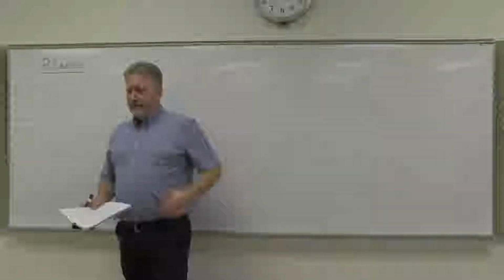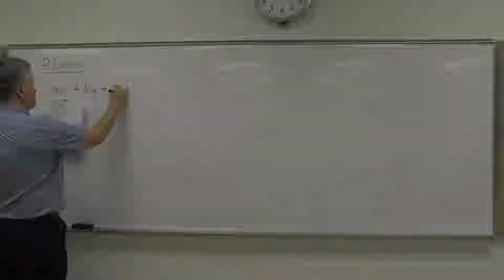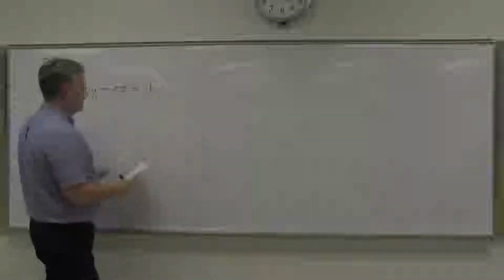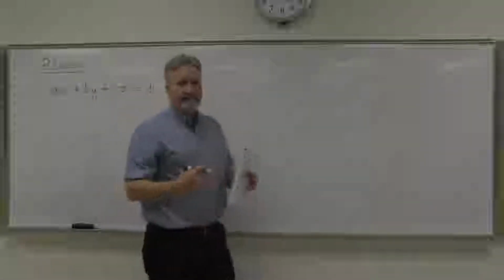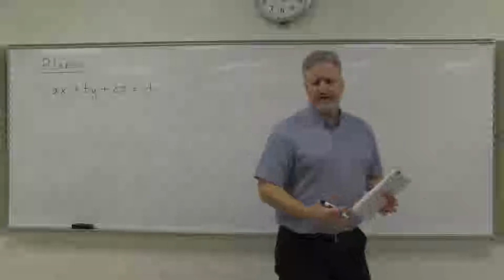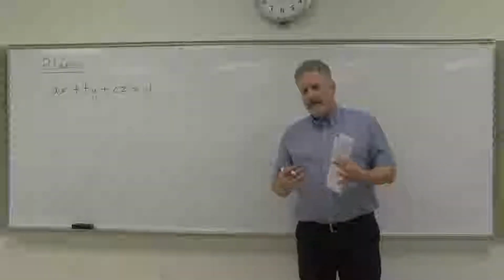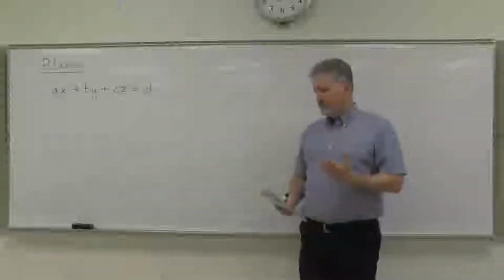When we talk about planes, here's one thing to make sure we got here, because it's an important fact for several things we do today. Ax plus by plus cz equals d. So that turns out to be a plane in 3 dimensions.